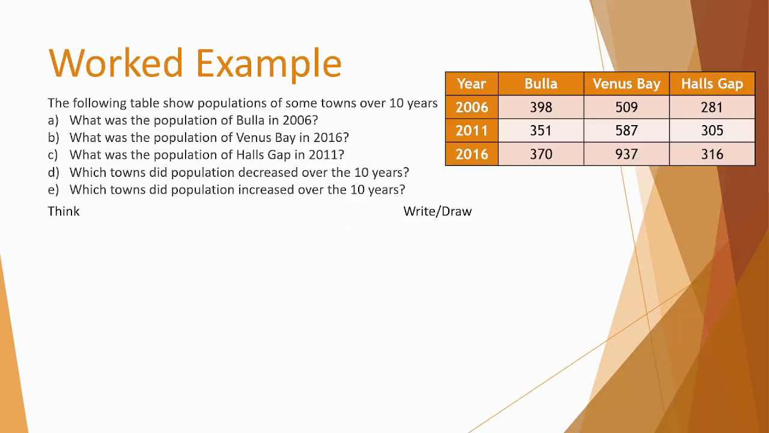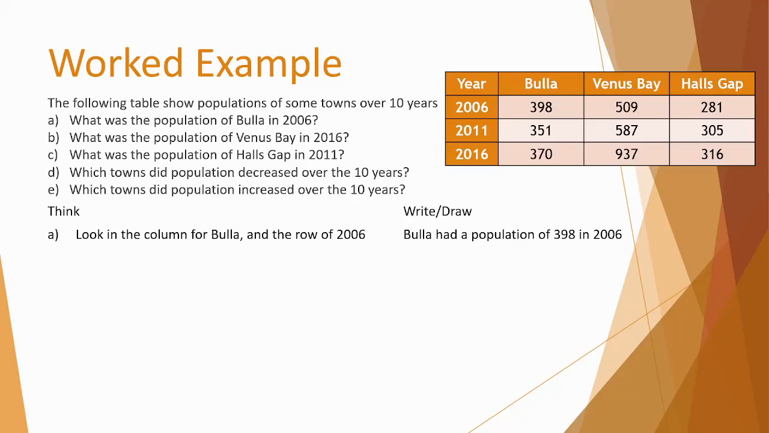So the first question is, what is the population of Bulla in 2006? So my thinking is I will look in the column for Bulla and I'll look at the row 2006, and where they intersect, 398 is the number I need to write down, but I'll write it down as a sentence. So I'll write Bulla has a population of 398 in 2006. This shows the teacher that I understand what the question is asking.